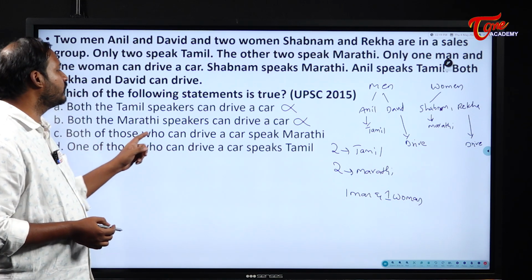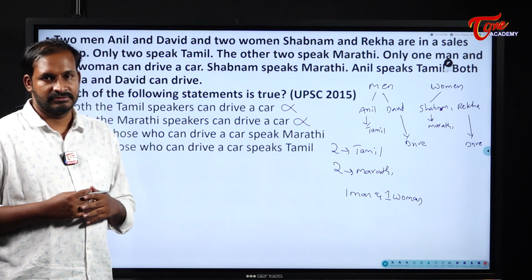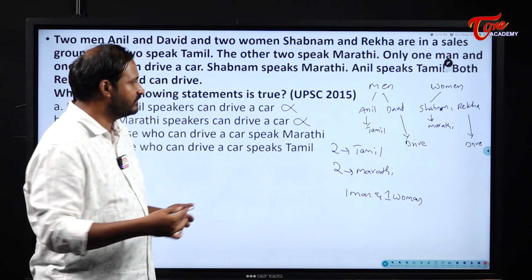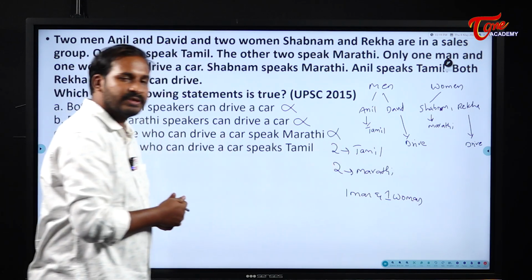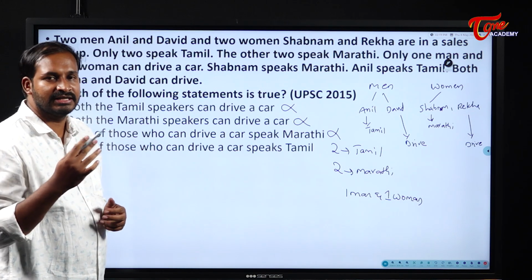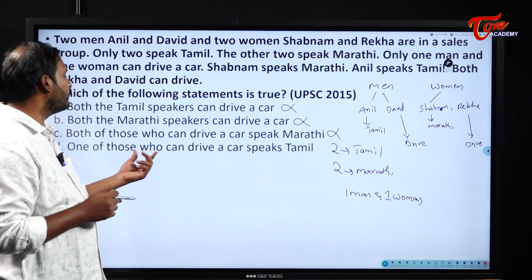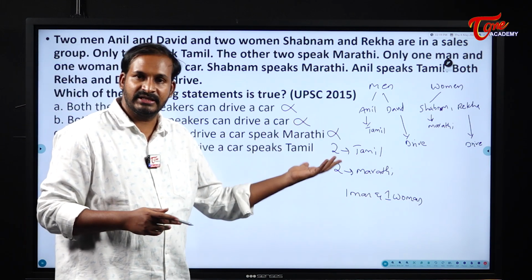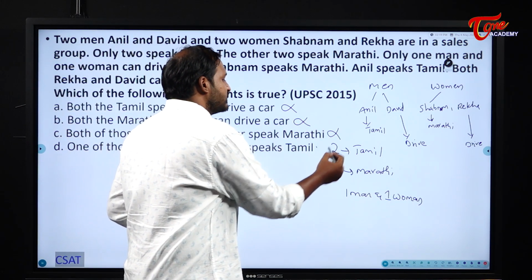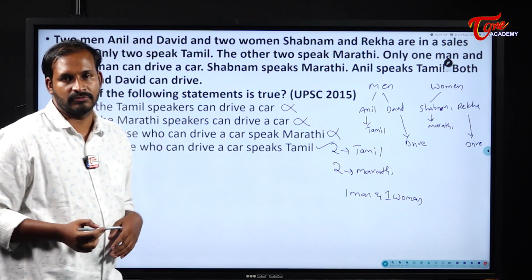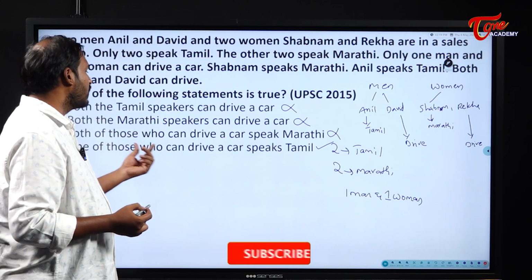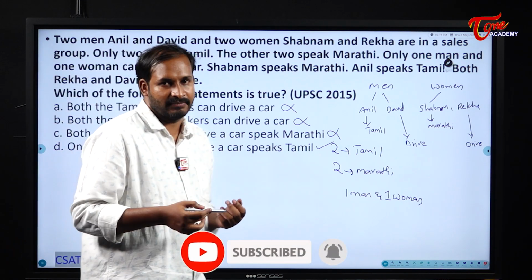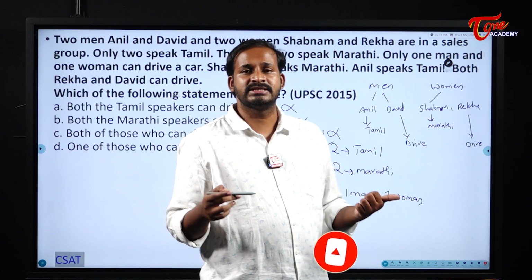Next, both of those who can drive a car speak Marathi. This is indirectly the same thing. Can they both speak Marathi? No. One should definitely speak Tamil. Next, one of those who can drive a car speaks Tamil. Obviously, one will speak Tamil. Yes, the fourth one is the correct option for us here. One will speak Tamil and the other speaks Marathi.